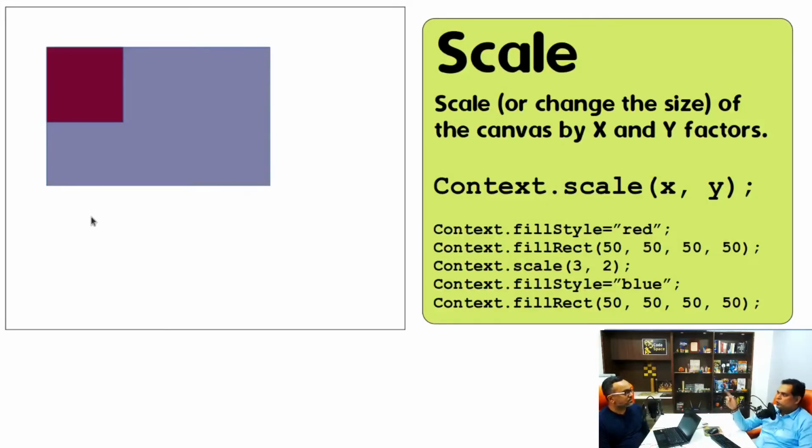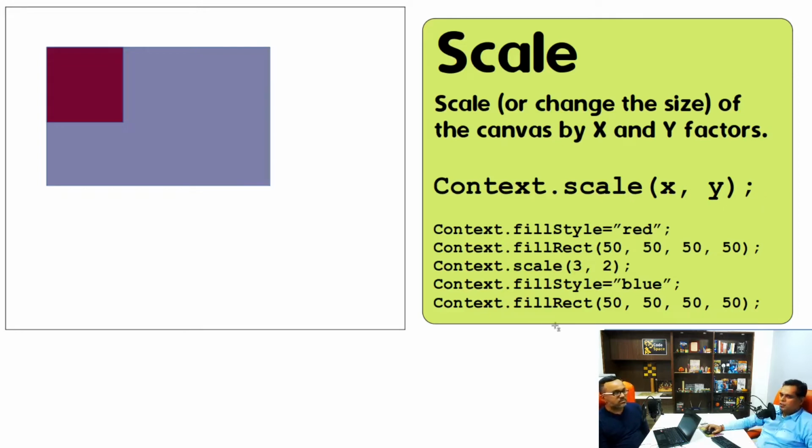All right, Ravi. Before we even proceed, let's look at some transformation functions that are available in Canvas. Sure. There is a function called scale, and what it does is it scales the canvas by x and y factors. You invoke it by saying context.scale and providing an x and y value.